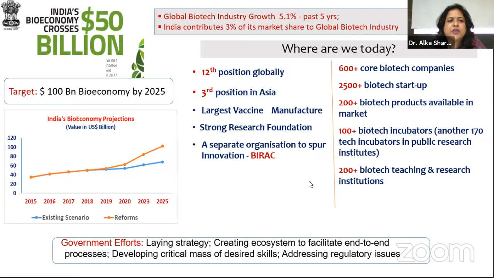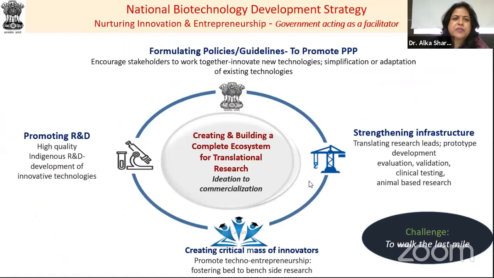So currently we have crossed $50 billion in the bioeconomy, and we are targeting to achieve a $100 billion bioeconomy by 2025. So to reach this stage, the government has made a concerted effort by laying down strategy, creating an ecosystem to facilitate end-to-end processes, creating a pool of innovators and a critical mass of desired skills, and also addressing regulatory issues from time to time.